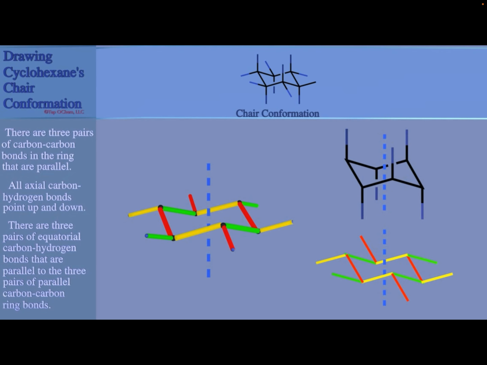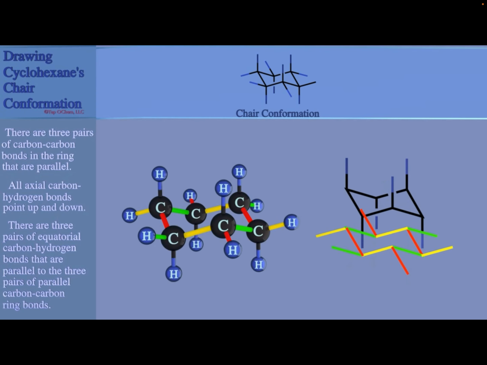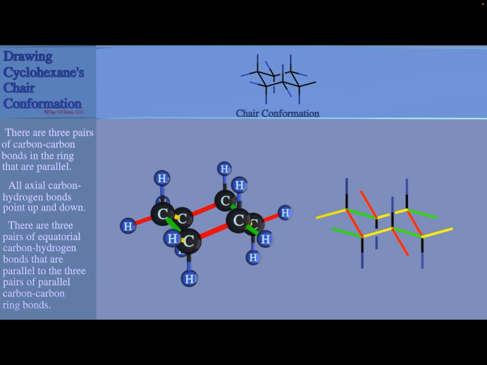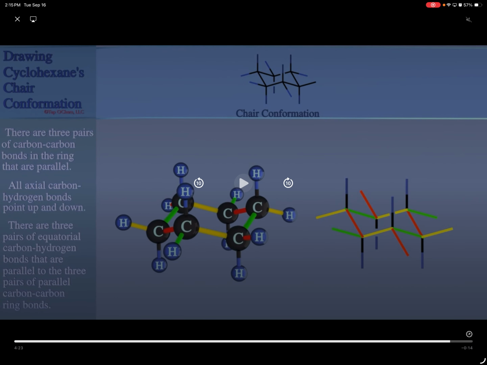For the equatorial hydrogens, note that the 3 carbons to the right of the dotted line have equatorial hydrogens facing to the right. The 3 left carbons have equatorial hydrogens facing to the left. If we superimpose these 2 line drawings, we now have a completed cyclohexane chair conformation. Cyclohexane's chair conformation is the lowest potential energy form. Let's not talk more about that yet.